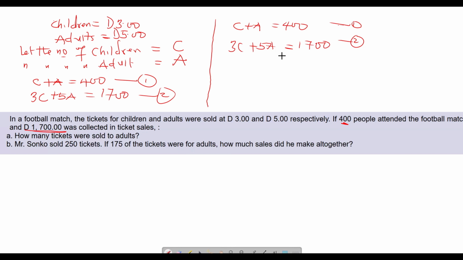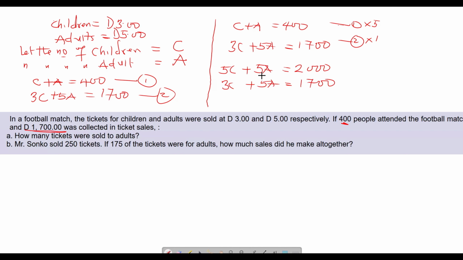Now, let's assume that you want to eliminate A. But the coefficient of A in this first equation is 1, and in the second one here is 5. So they are not the same. Let's make them the same. So I can easily multiply this by 5 and leave this one still multiplied by 1 to retain the coefficient. So 5 times the first equation: 5 times C, that will be 5C, plus 5 times A, 5A, equals 400 times 5, that will be 2,000. Now the second, 1 multiplied by 3C, that's 3C, plus 5A, equals 1,700.